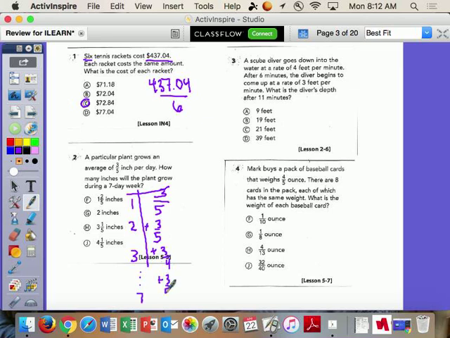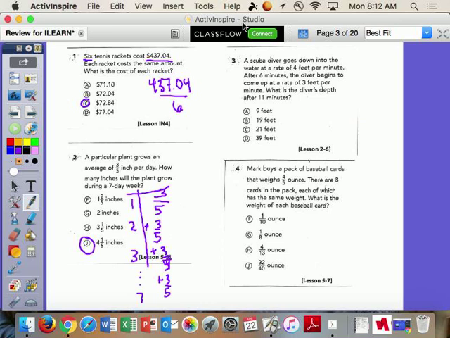So, if instead of adding 3/5 7 times, what could I do? Well, I could do 3/5 times 7. And I would get 4 1/5. Okay? The next one's hard, but you can do this. You gotta think through it though.